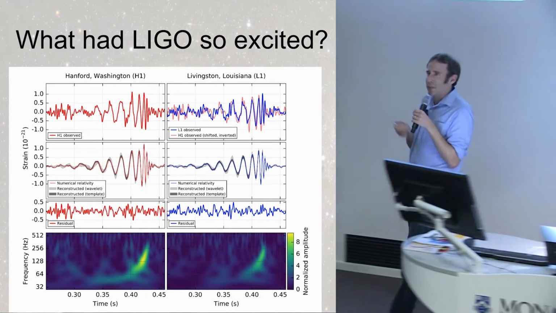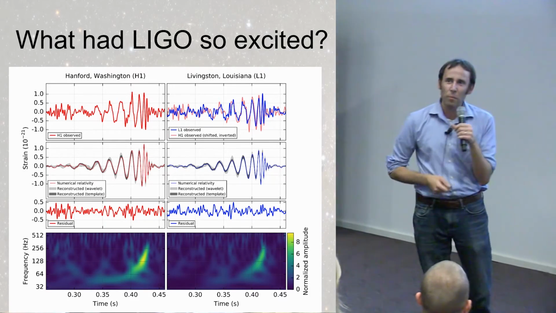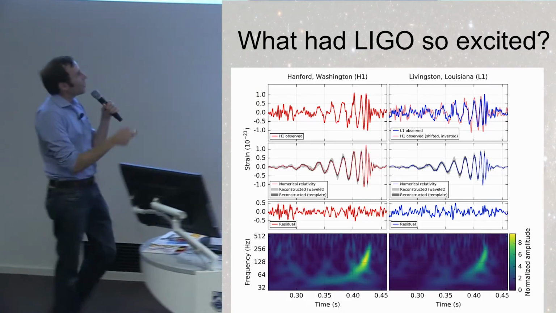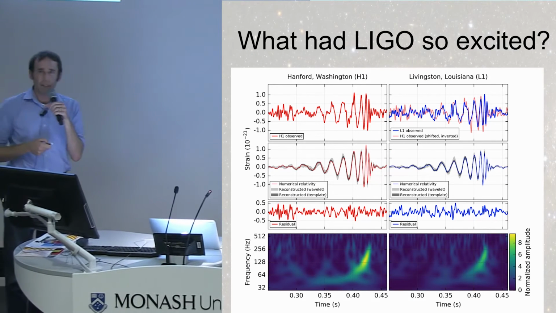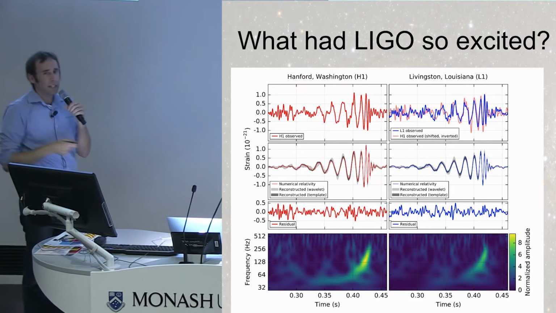So why were we so excited? Why were people all over the world not going to sleep this night? What were we looking at? Well, let's look at some plots. So this is going to be the top row we'll start with. This is strain data. So this is what the detector measures.